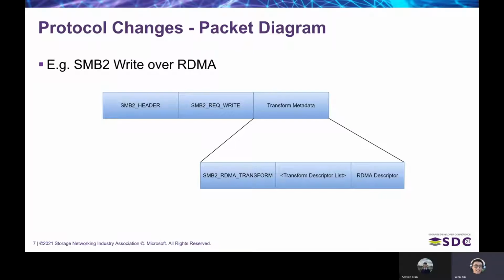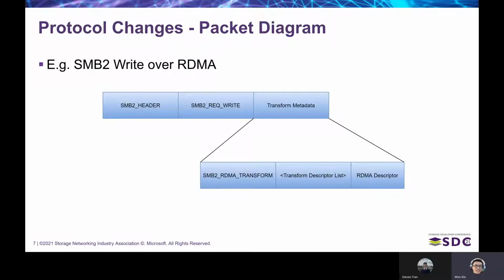So what's added here is because transforms usually come with metadata that needs to be conveyed to the other side, right? For encryption and signing, that means signature and nonce. So that needs to be included, and those will go where you see the transform descriptor list. So it will be a list of descriptors. So why is there a list?